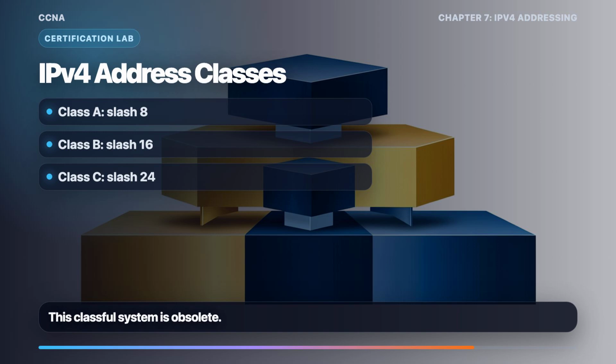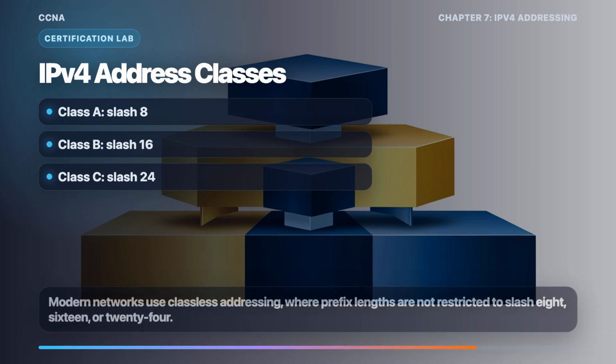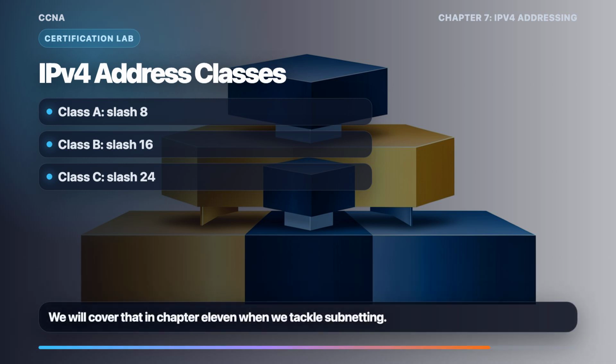This classful system is obsolete. Modern networks use classless addressing, where prefix lengths are not restricted to /8, 16, or 24. We will cover that in Chapter 11 when we tackle subnetting.